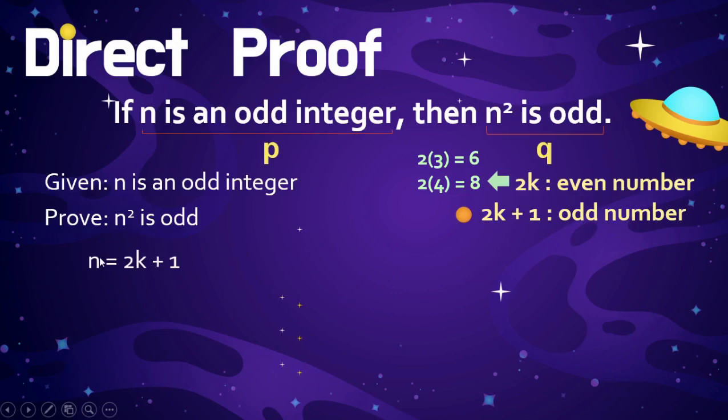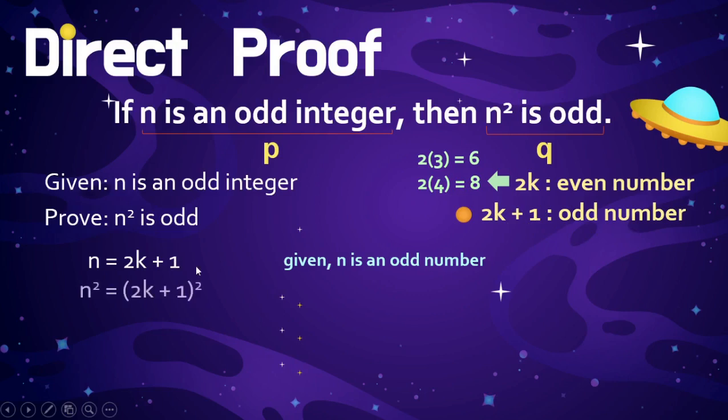Okay, so we always start with the given. We have n is equal to 2k plus 1. Diba? Saan nanggaling to? Given kasi na n is an odd integer. So, we simply represent n to be equal to 2k plus 1, kasi sabi nga natin, 2k plus 1 is the representation of an odd number.